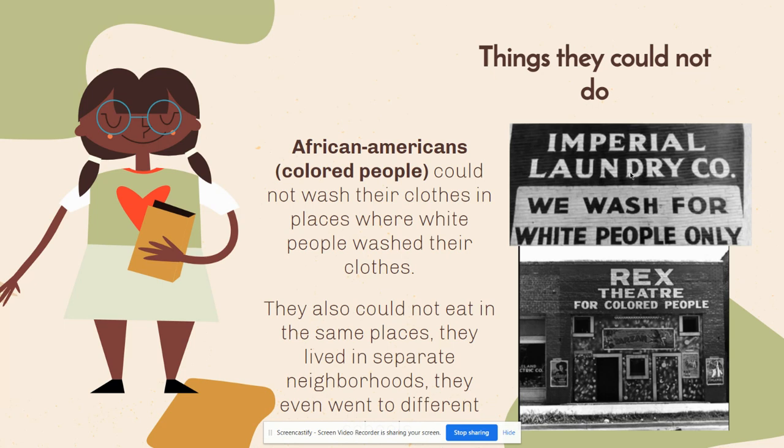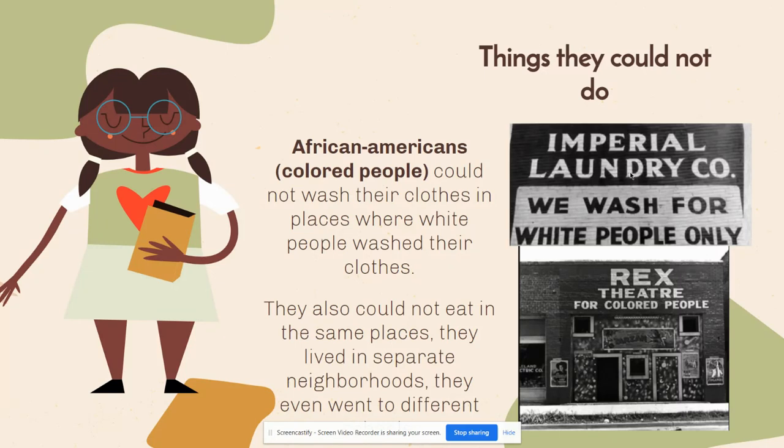Everything was separated. And not only was everything separated, African Americans were bullied every single day. And it doesn't matter your age. You could be 43, you could be 50 years old. It doesn't matter your age. People were extremely mean to them. They would hit them. They would say mean things to them. They would rob them. They did a lot of bad things.